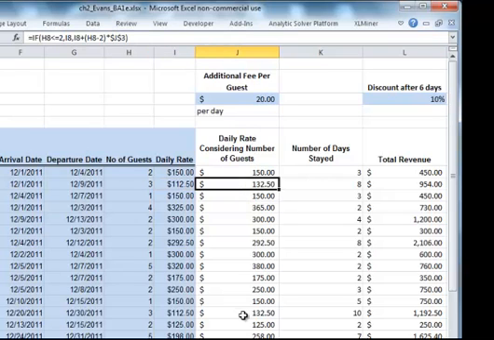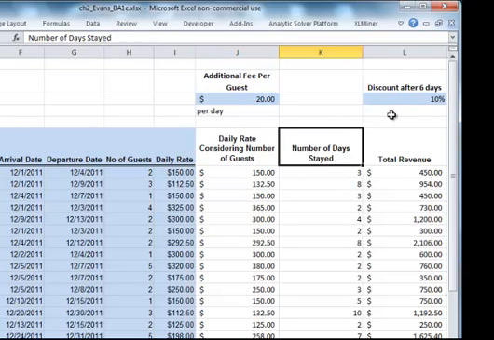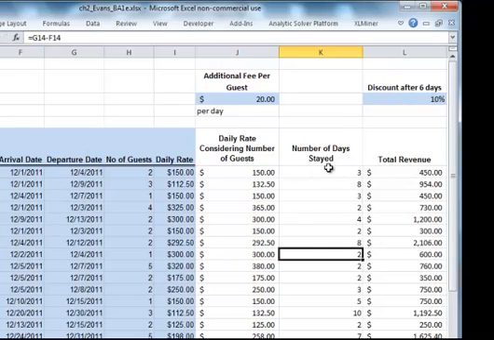Now, that gave us the daily rate considering the number of guests. Then there was also a discount if you stayed more than 6 days. So this was a calculated field, how many days they stayed, by simply subtracting the departure date from the arrival date. So you are able to add and subtract dates. That gives you how many days they stayed.